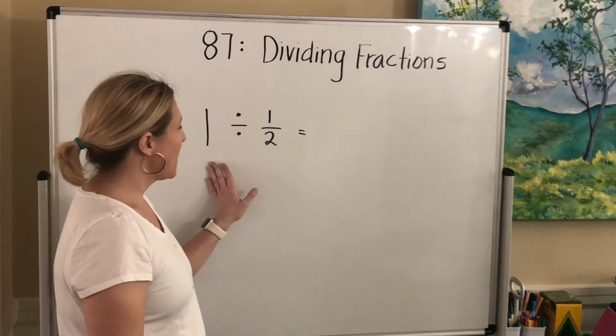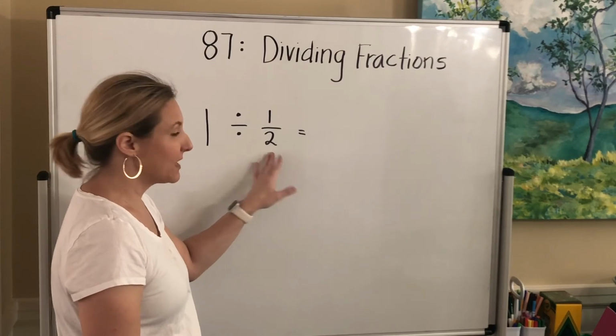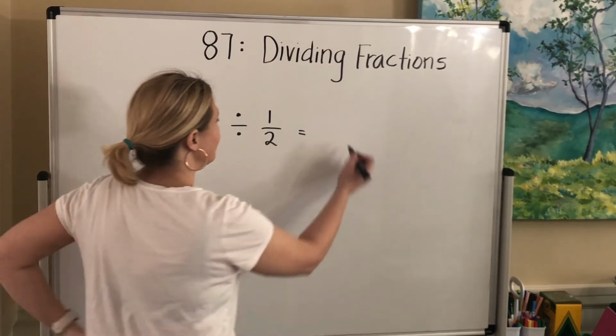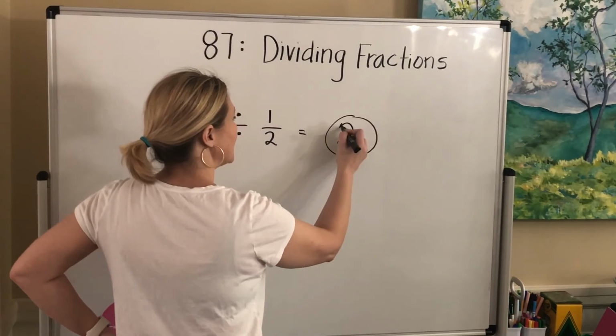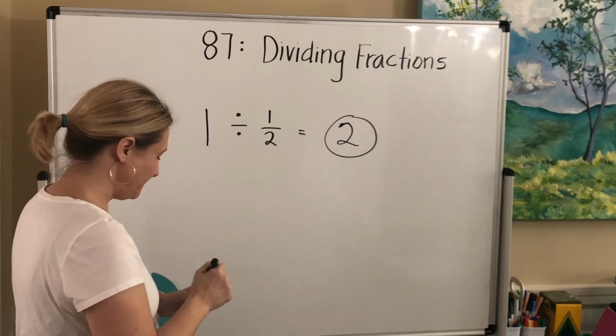Okay, 1 divided by 1/2. That means how many halves can fit into 1 whole pie? 2. So the answer is 2. Because 1 can be divided into 2 halves.